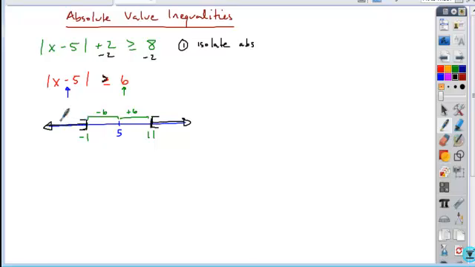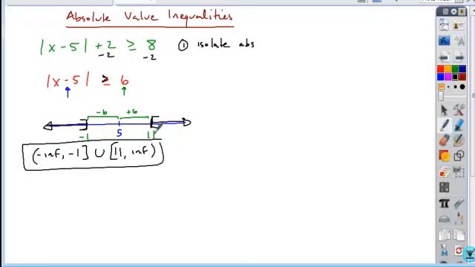And so if you had to express your solution here in interval notation, you would write negative infinity to -1. Bracket here, never, always a parenthesis at the infinities. The next interval is 11 to infinity, always a parenthesis at the infinity. We do include the 11, and a u in between to represent the union of sets. You have multiple intervals that are solution sets here.